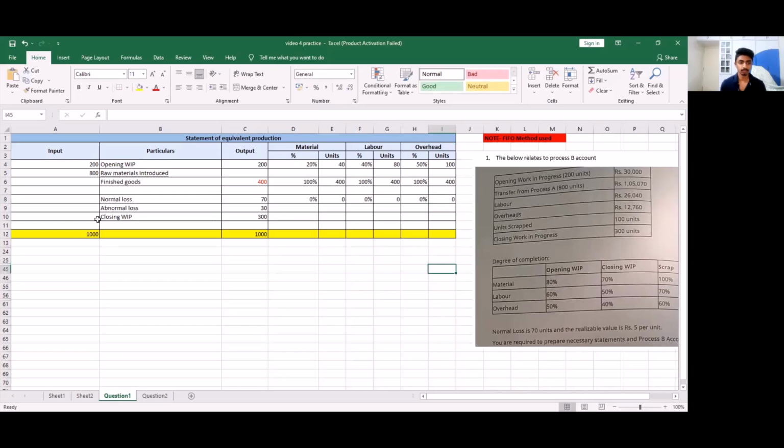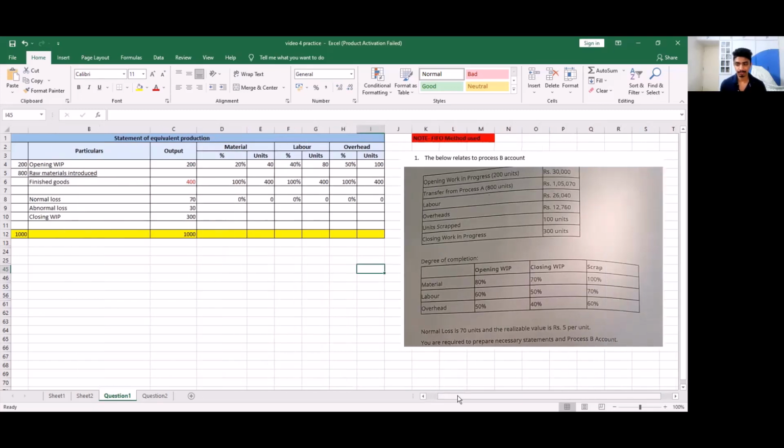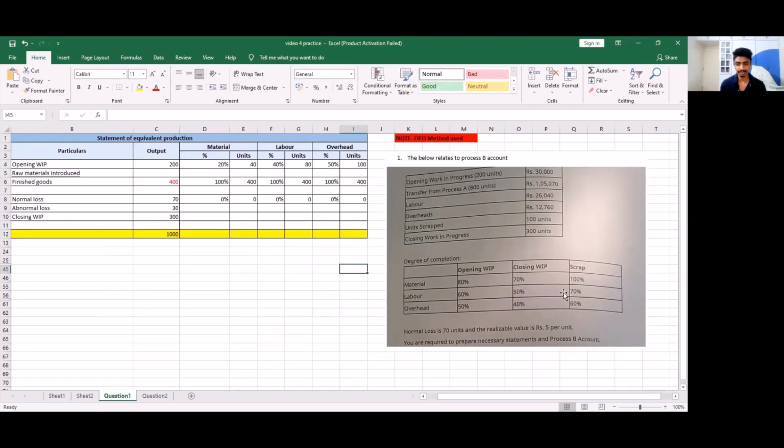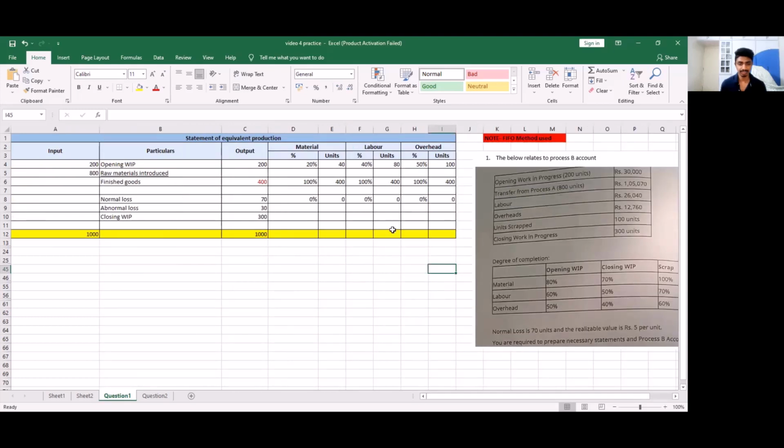Next, we have abnormal loss. In abnormal loss, some work might be done or no work might be done, and this is given in our question as scrap. So for materials, 100% work has been done, for labor, 70% work has been done, and for overhead, 60% work has been done. So this work has been done this year. So we will write 100, 70, and 60 as our percentage values.